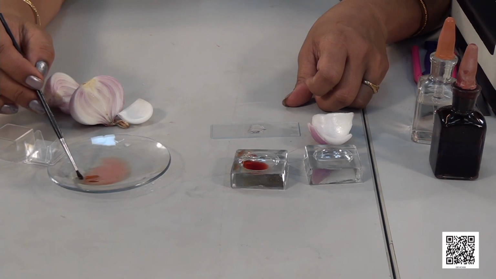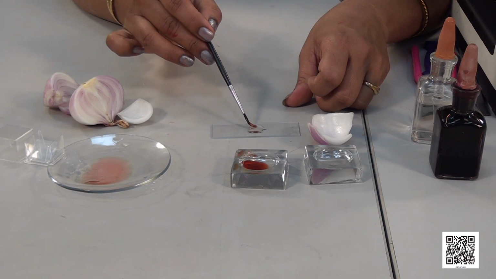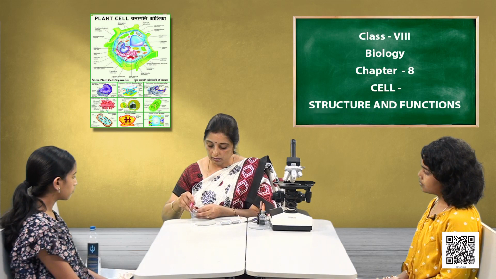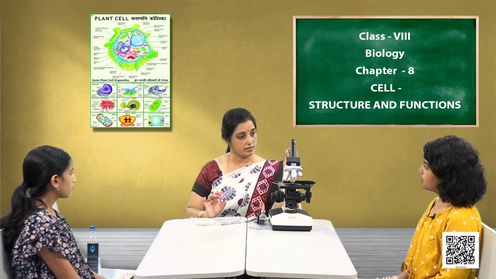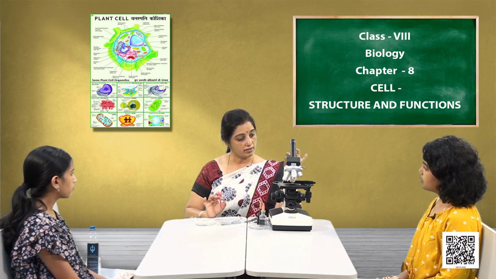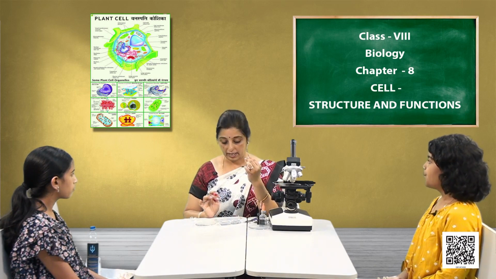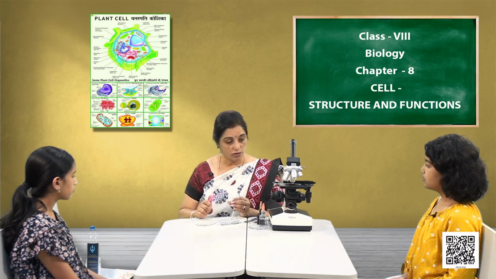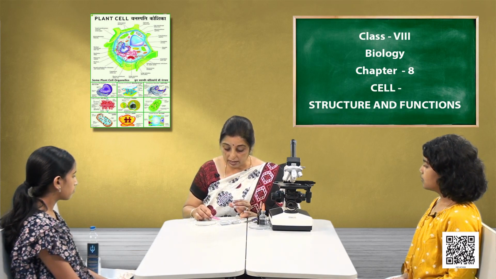I may use this needle. This is the cover slip. I am going to hold it like this. I am not touching the center. I will only hold it by its edges. So this is a very important step. By practice you will be able to mount it. While mounting, I am avoiding the air bubbles so that the peel doesn't get dried.